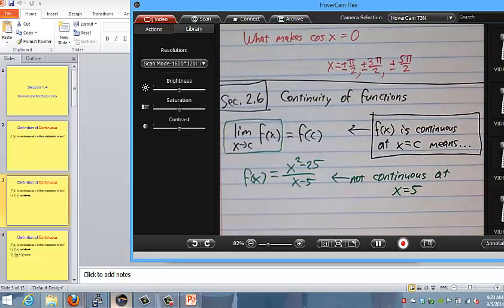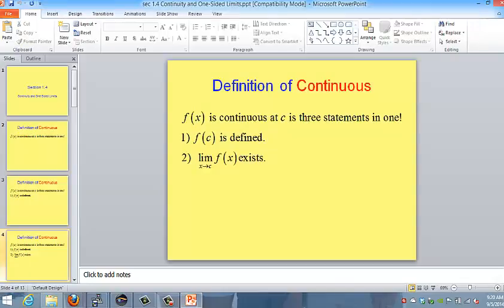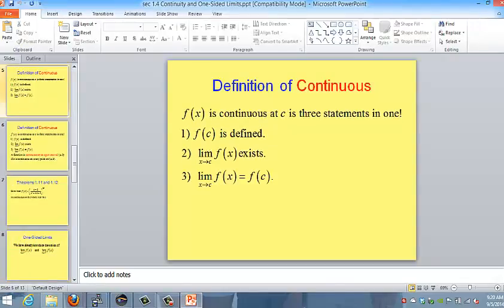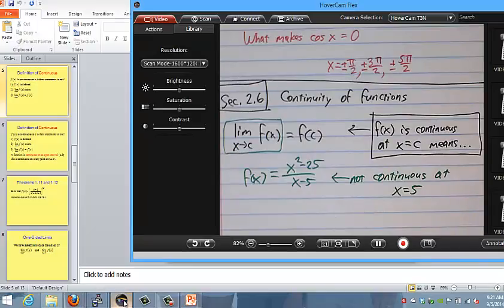So you need a couple things to happen. You need f of c to be defined. You need the limit to exist. And you need them to be equal. Okay? You need them to be equal. And the reason I point that out is because you can imagine someone does this. Here's a problem.